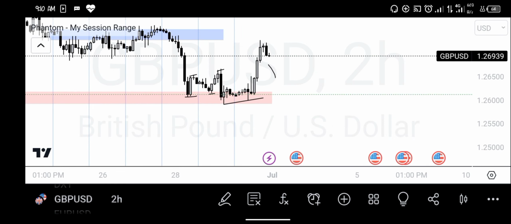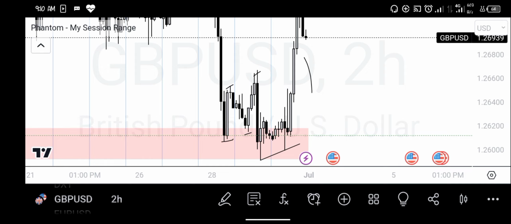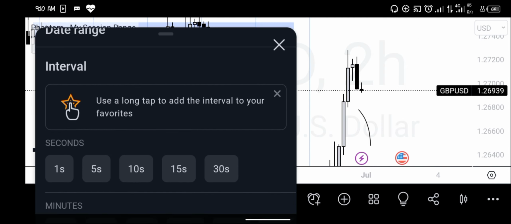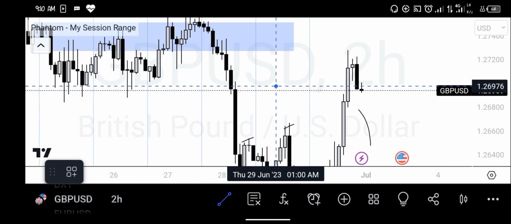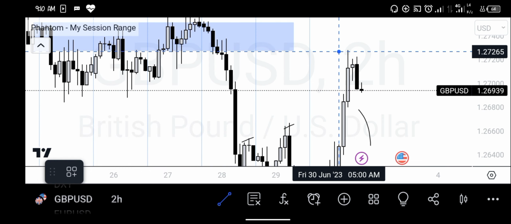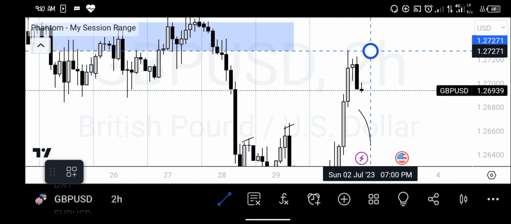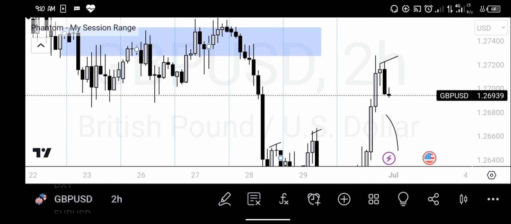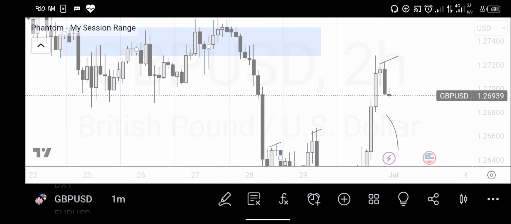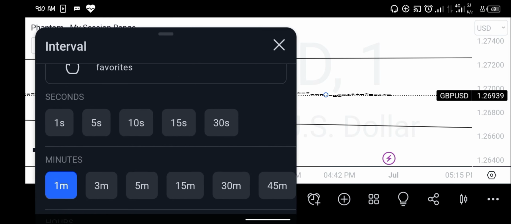So now we are at our demand zone. Let's see what makes price start selling from here. Surely there must be a reason for price to start selling from this zone, and that's what we are going to map out now. Now let's go to the 1 hour.